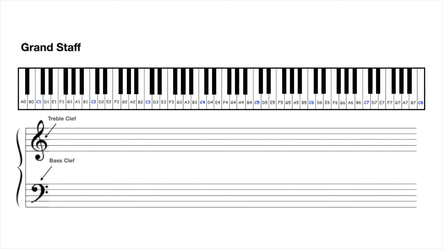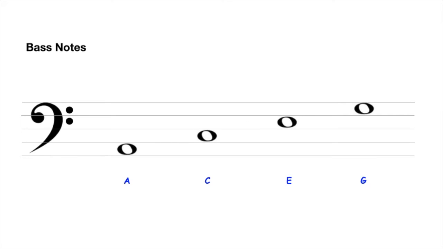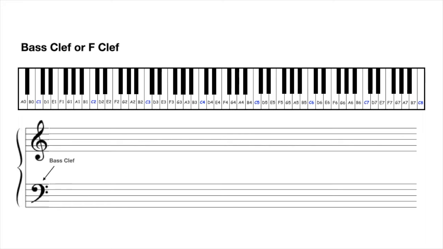In this video, I will focus on the notes notated in the bass clef, as shown on the piano keyboard. I'll explain the notes on the treble clef in a future video. Previously, we have learned about the bass clef in Trekking Through Theory number 2, the bass. The bass clef, or the F clef, is used for lower notes for a pianist's left hand or lower instruments like the bass or the cello.